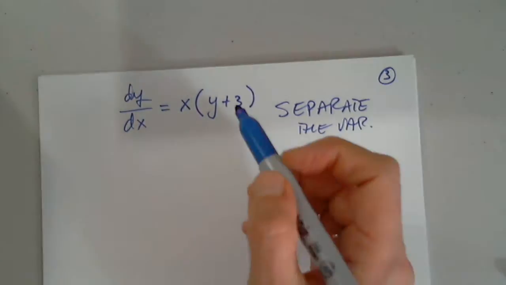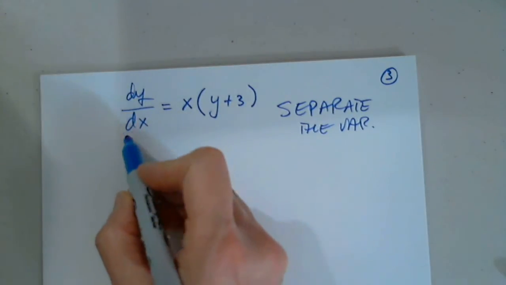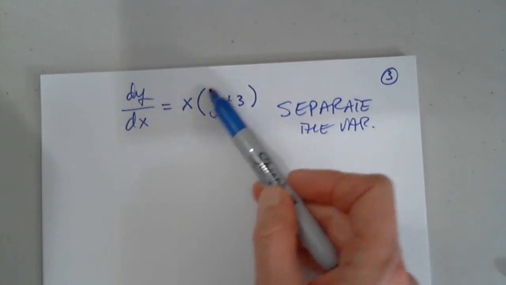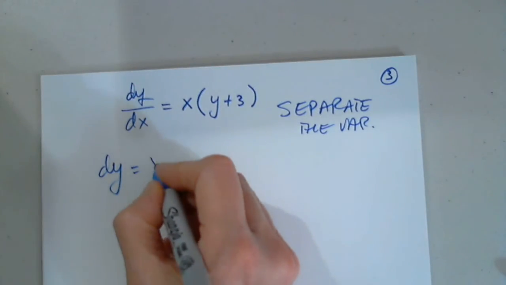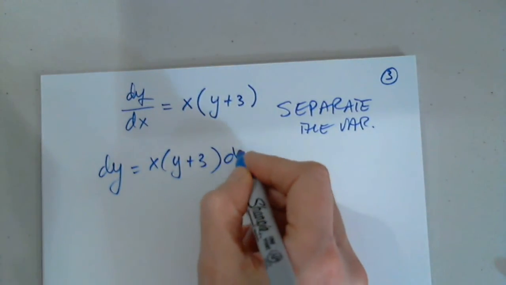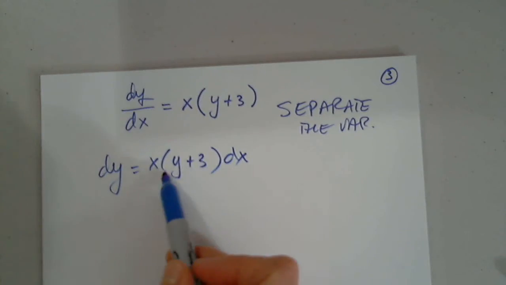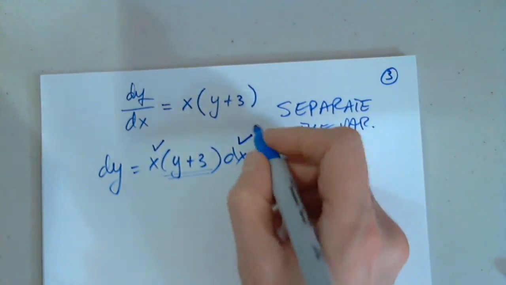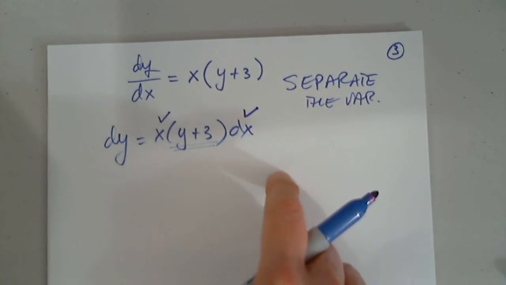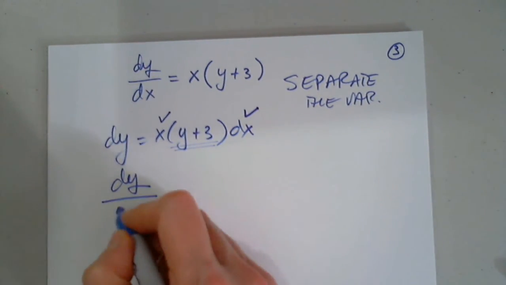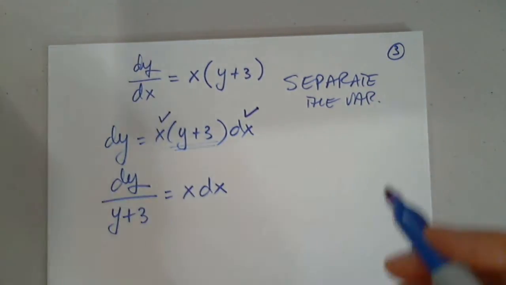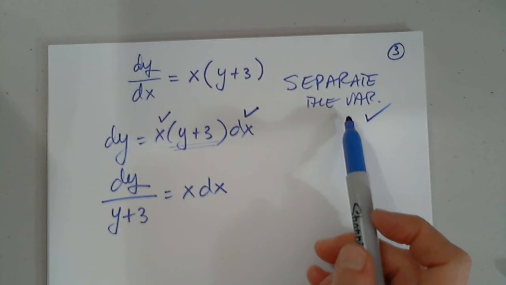Okay, so then I will divide by y plus 3 and multiply by dx. You don't have to do it in one step. You can cross multiply first. Let's do that. And now divide both sides by this. This part does not belong here. X belongs here, dx belongs here, but this does not. So I will divide both sides, and I have dy over y plus 3 equals x dx. So I'm happy I was able to separate the variables.